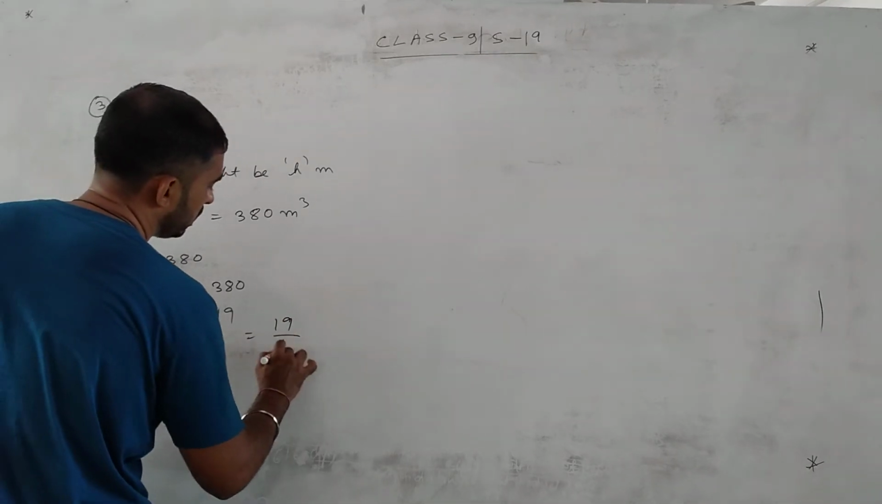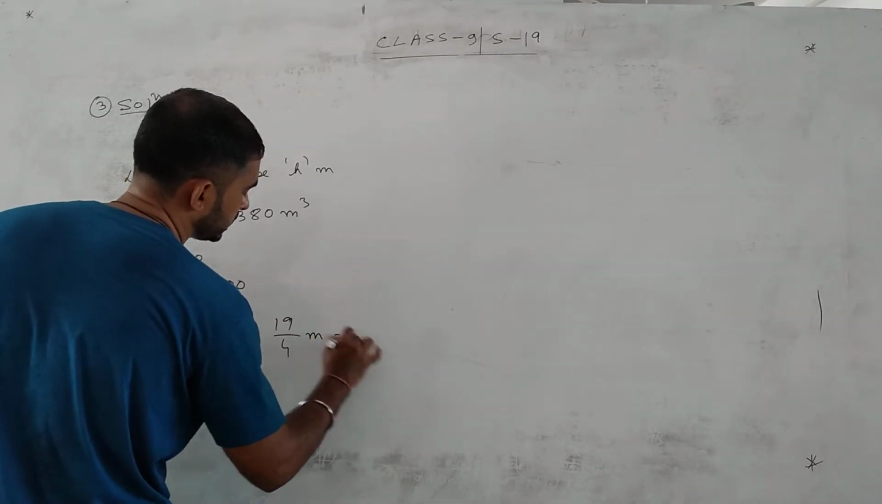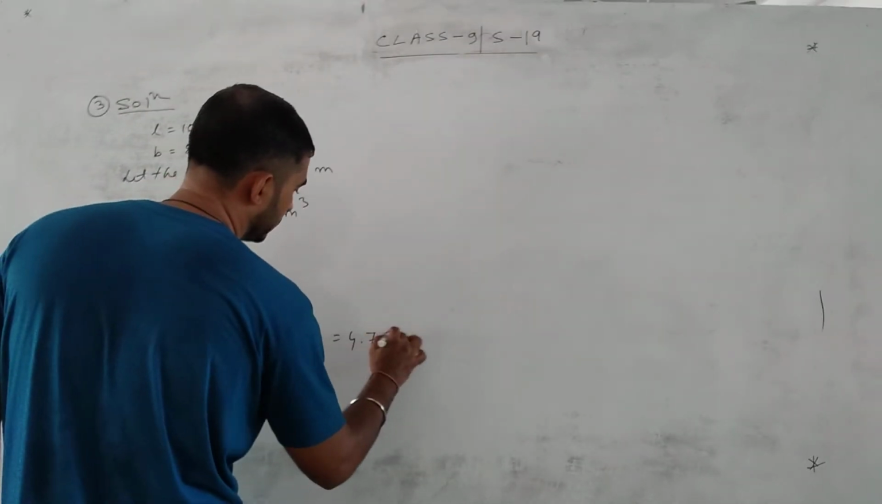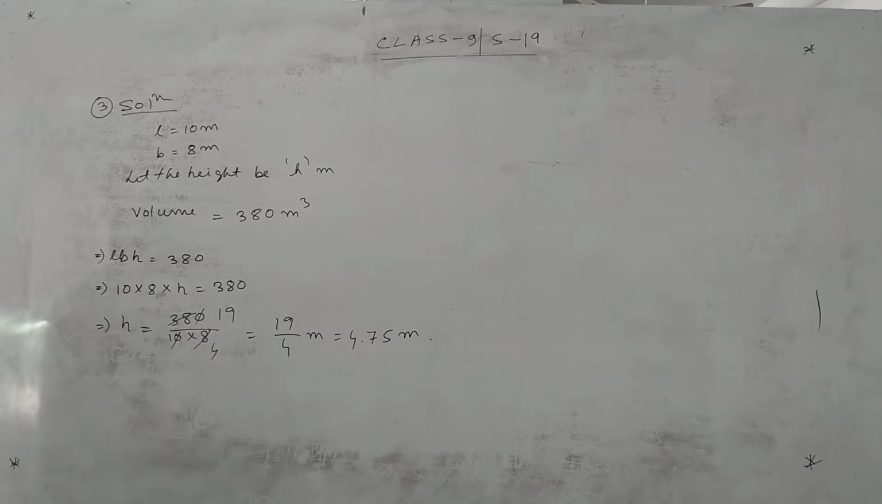19 by 4 meter. So 4 fours are 16, 3 0. 4 sevens are 28, 5 2 0, 4 fives are 20. So 4.75 meter is the height of the vessel. Length given, breadth given, height H, volume given, then put the formula and calculate, H equal to 4.75. Now question number 4.